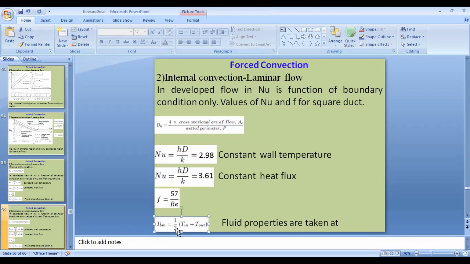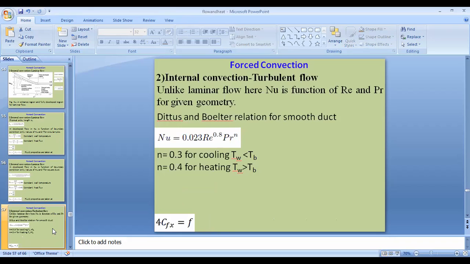Now, when we calculate the properties, we have to use what? Bulk temperature. We have to take the average temperature of inlet and outlet.